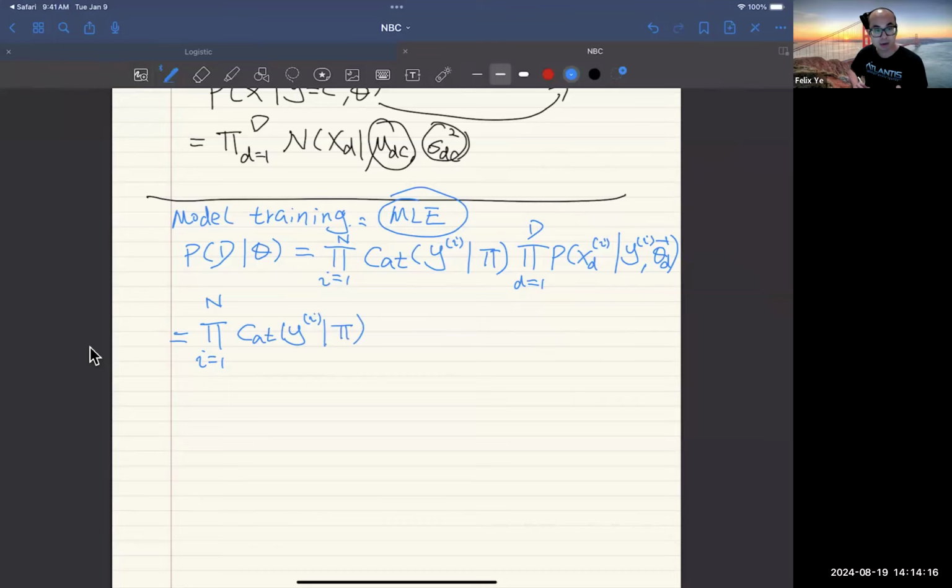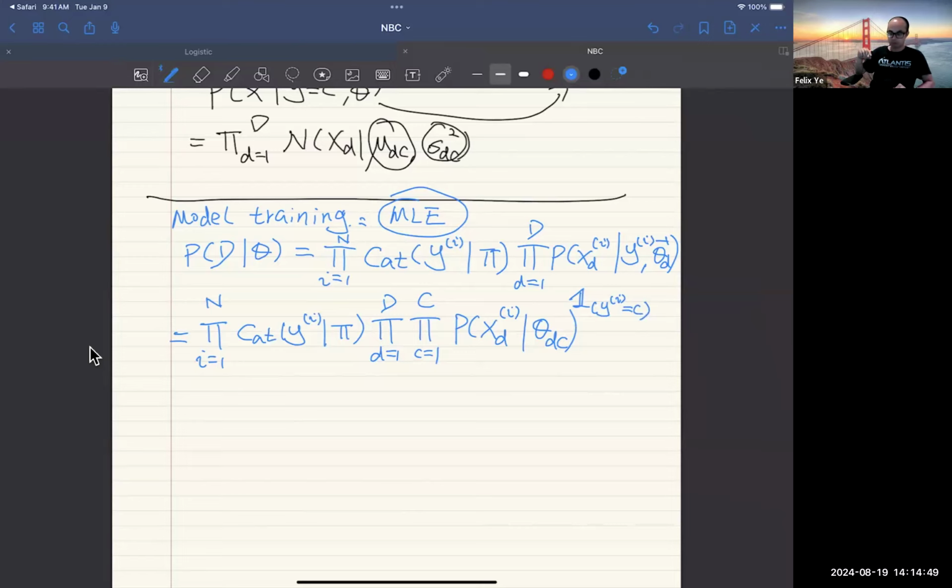The next multiplication here can be written as multiplication of d from 1 to big D, and multiplication from little c to big C, then probability of x_d^i given theta_dc, to the power of the indicator function of y_i equal to c. So if y_i equals c, that would be 1 and I'm going to pick this probability. Otherwise, I'm going to mute the other component.